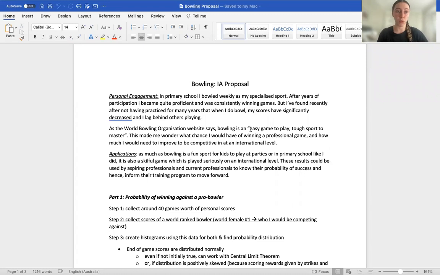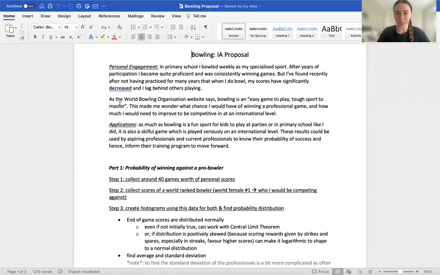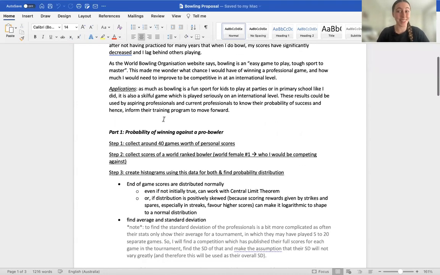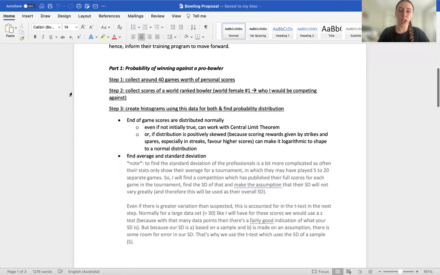Yes, so this was my bowling proposal. You can see that I have specific personal engagement there, like I did for juggling. And then I have applications like I did for juggling, but you can see I have a much more detailed plan of what I'm going to do. And there's actually a lot of content here. So probability of winning against a professional bowler.